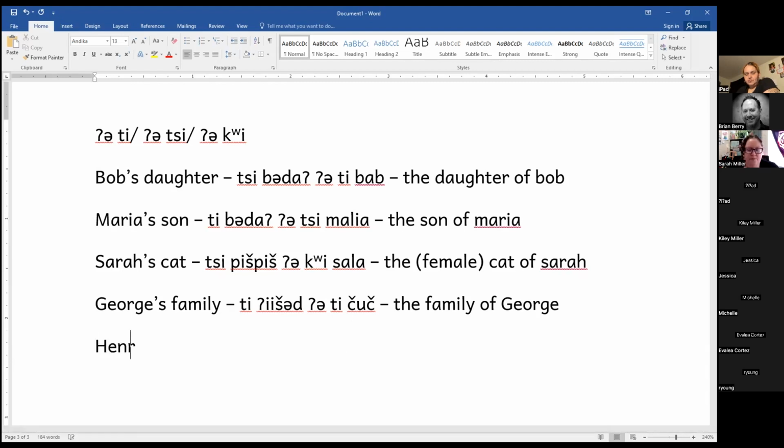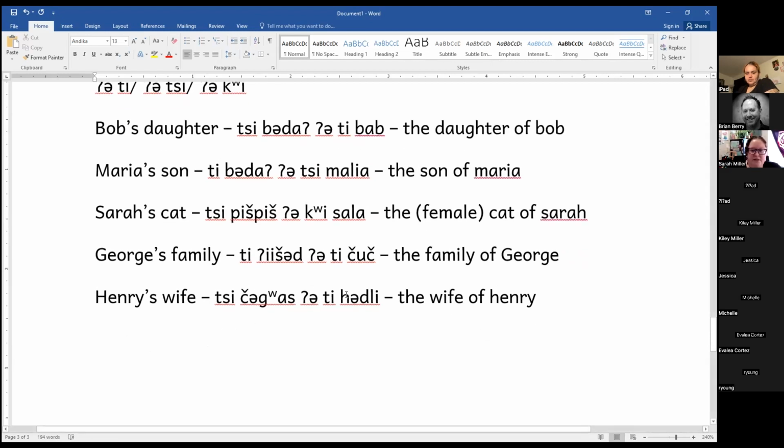About Henry's. I don't think we've done wife or husband. Well, we're going to do it now. Henry's wife. The word for wife is chagwas. Chagwas. See chagwas T Hudley. And Hudley is how we say Henry in Lushootseed. See chagwas T Hudley, or the wife of Henry.